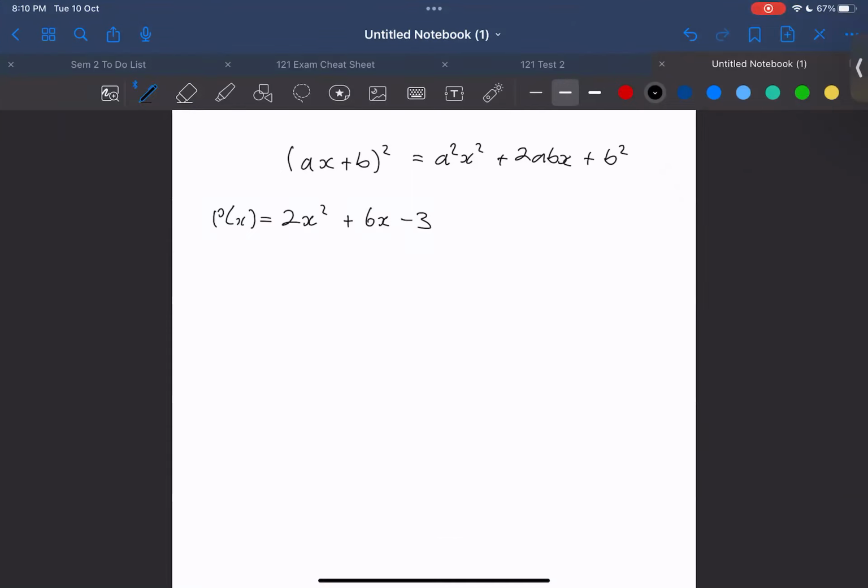The first thing we notice is we've got to pick an a. We've got to match up these two terms, a squared x squared and 2x squared. If we directly match it up, we could get a equal to root 2, but that's kind of ugly because it is not a rational number. So I'm going to do a bit of a trick here to make the coefficient of x squared a perfect square. I'm just going to multiply both sides by 2.